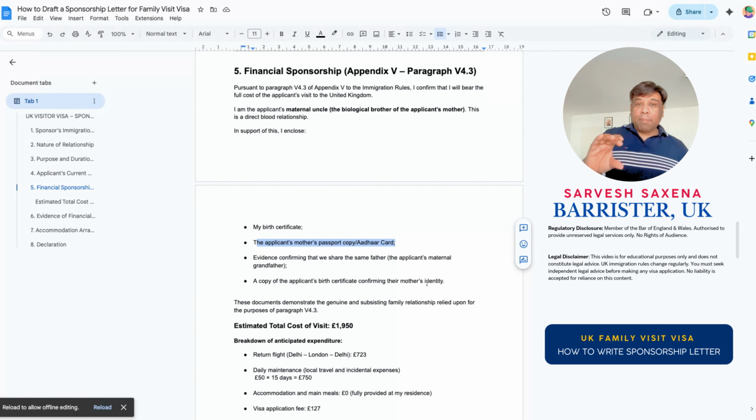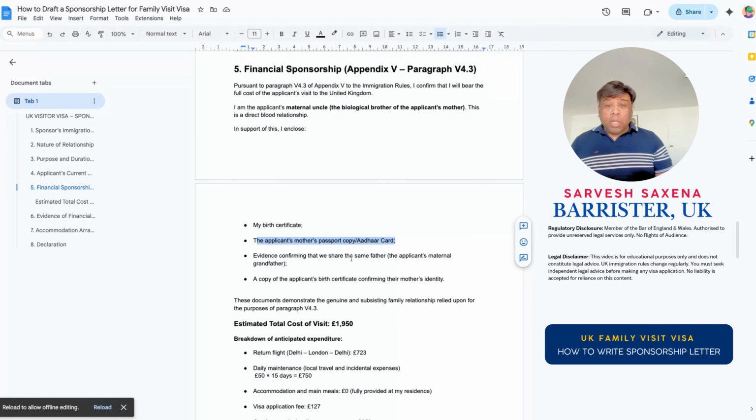For example, there is an applicant and then there is the applicant's mother. Then there is the sponsor, right? So first we prove that there is a relation between the sponsor and the applicant's mother, so brother and sister. Then there has to be proof between the applicant's mother and the applicant, right? So that you prove she is my mother, there is a birth certificate copy. This way you provide a three-way linkage that there is a genuine ongoing relationship.